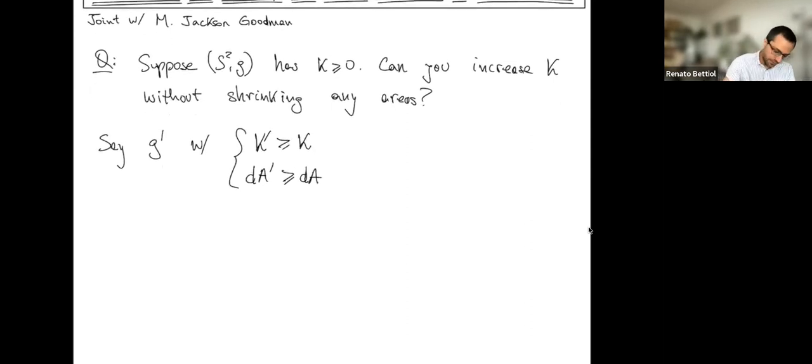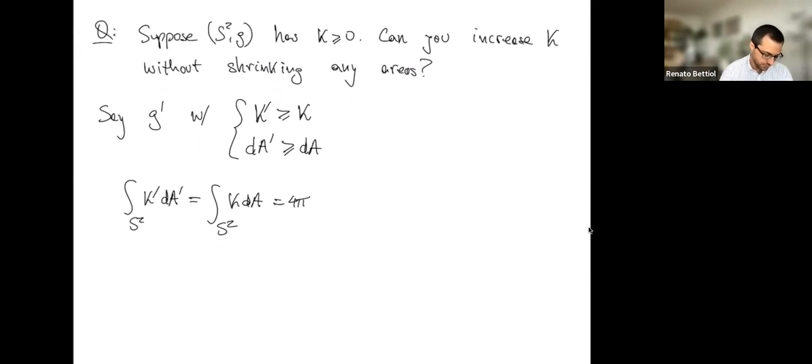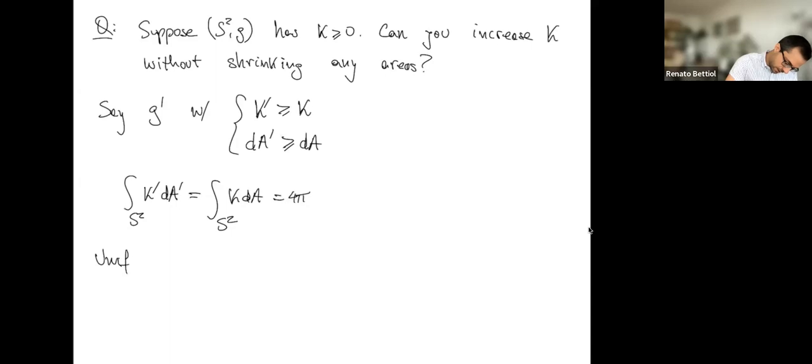Well, by Gauss-Bonnet, we know that the total curvatures are the same. So if I integrate K prime dA prime, I better get the same thing as if I integrate K dA. That's 4 pi, of course. And we can also use another big hammer here, the uniformization theorem. By the uniformization theorem, every metric, G and G prime in particular, is conformal to the round metric. So both G and G prime are in the same conformal class, both conformal to the canonical metric with constant curvature.